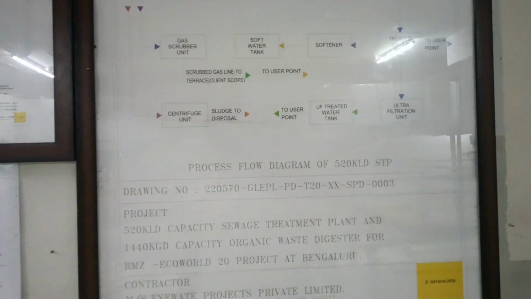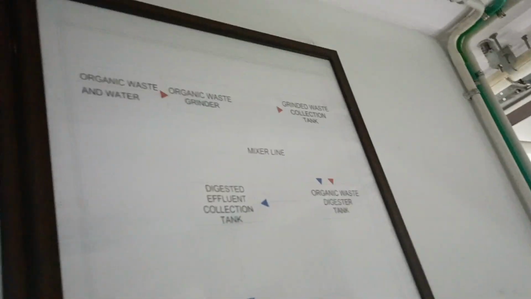So this is the process flow chart of the STP, 520 KLD. So this is the organic waste digester. Organic waste grinder, grinder with collection tank, digester tank, digester effluent tank, centrifuge, then basket centrifuge. Okay. Can you explain it practically? So how?